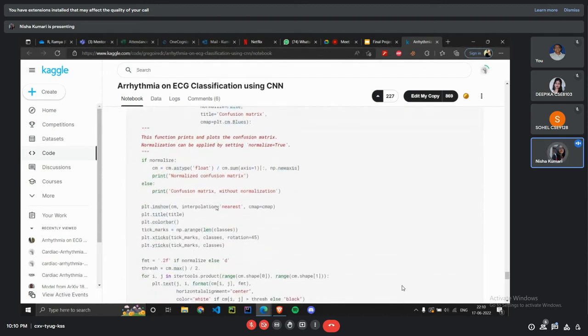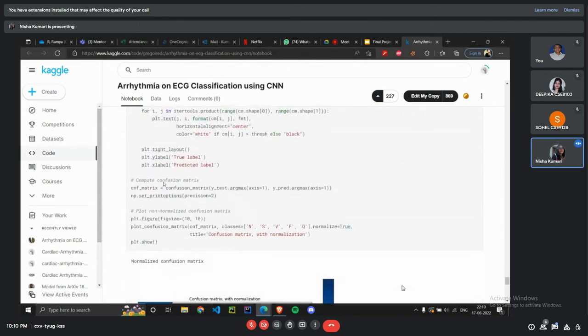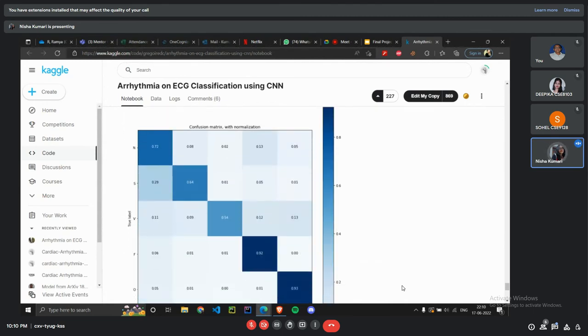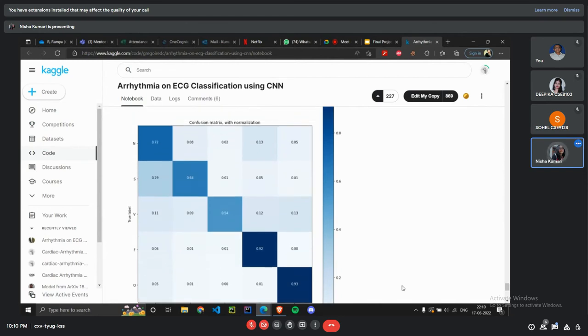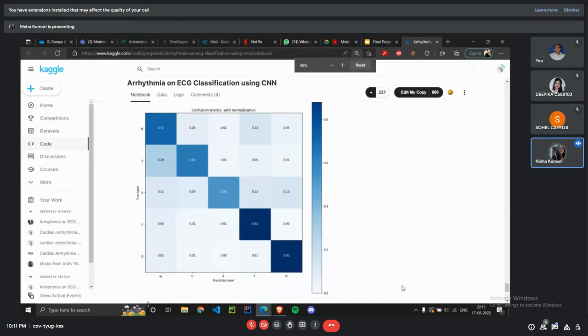Here we normalized and made the confusion matrix. So here we can see we computed the confusion matrix and we plotted it, which is pretty good in my opinion. Here we can see the true label and the predicted label. Here we can see different classes, N, S, V, F, Q.